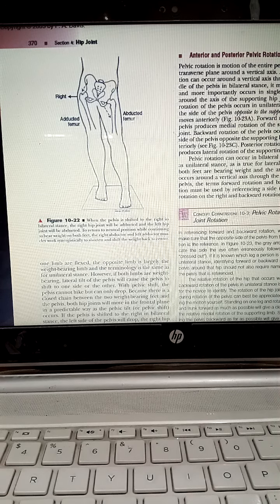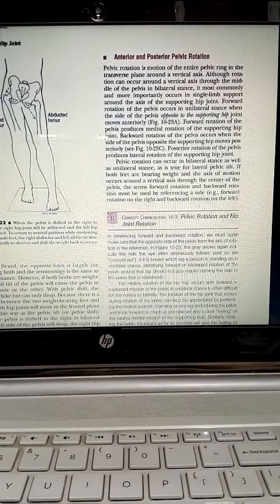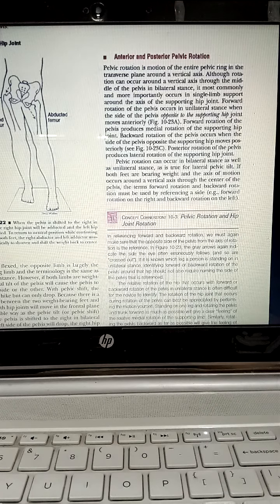Then the last movement under this topic is anterior and posterior pelvic rotation, which is also known as forward and backward pelvic rotation. As we know, rotation movement always occurs in the transverse plane around a vertical axis. So here also, anterior and posterior pelvic rotation occurs in the transverse plane around a vertical axis. Now what happens in this? We can see this in both bilateral as well as unilateral stance.